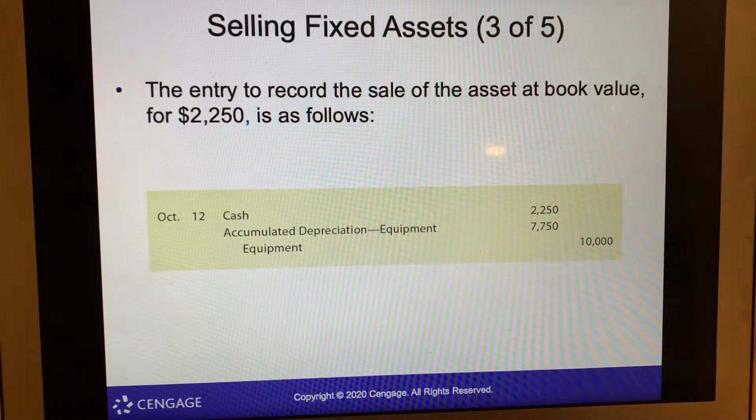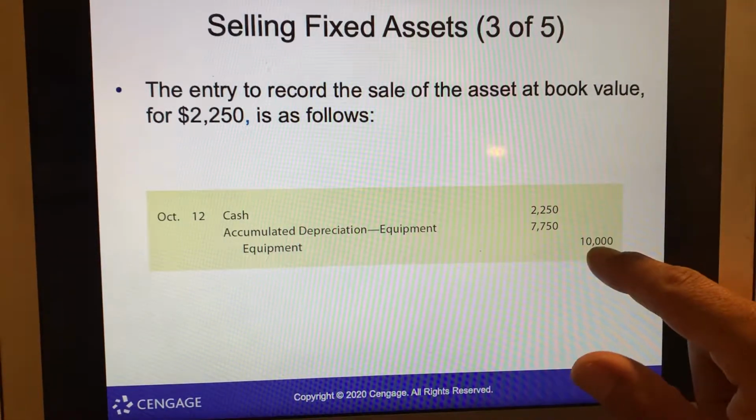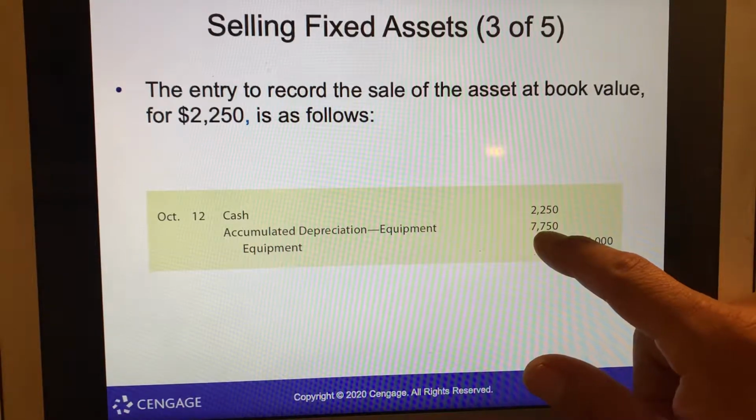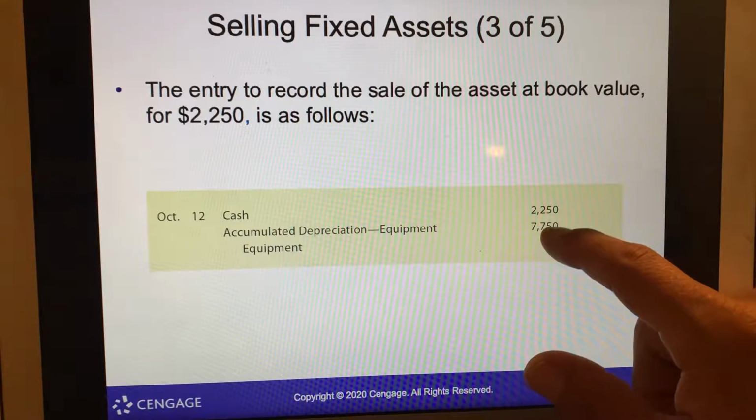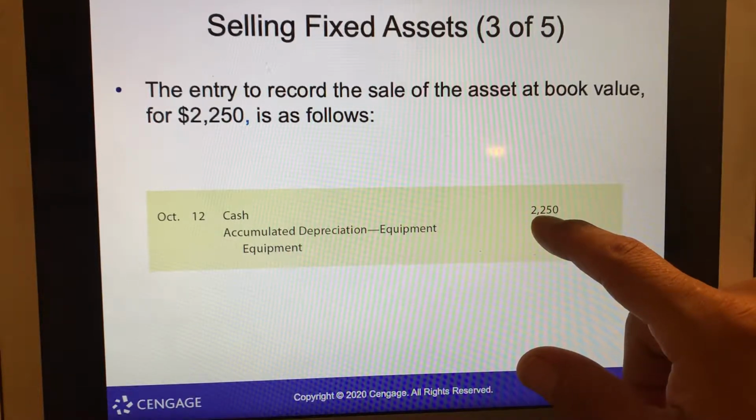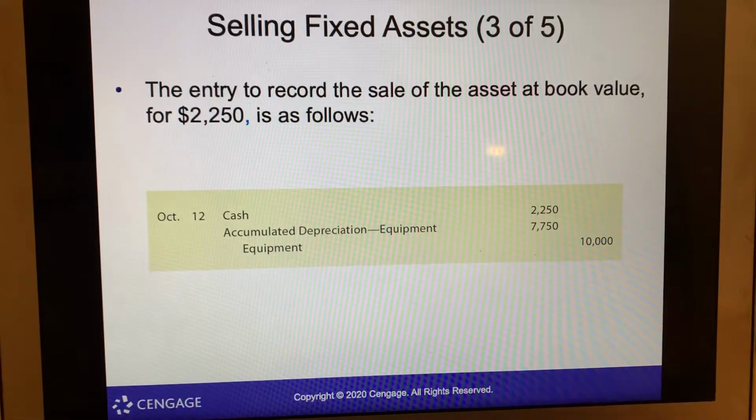Now, cash was paid. So the book value $22,500 was used or paid for, and here's how we record it. So we pull the equipment off at $10,000, and we pull off our accumulated depreciation of $7,750. So the difference, we're having a debit of cash of $22,500. So someone's paying us cash of $22,500. Okay.